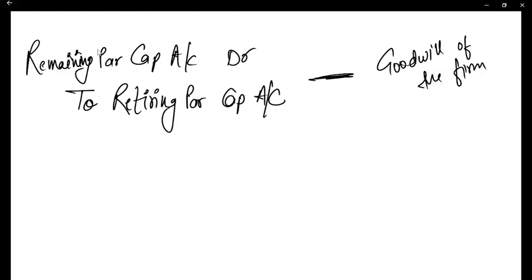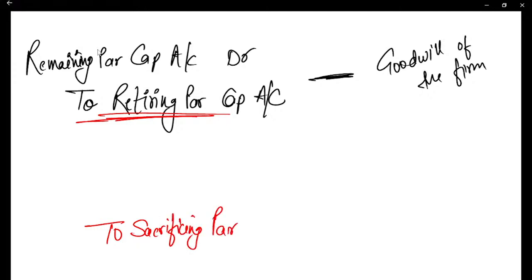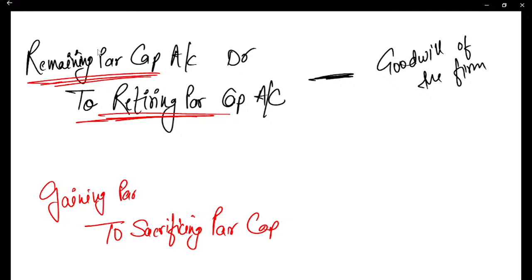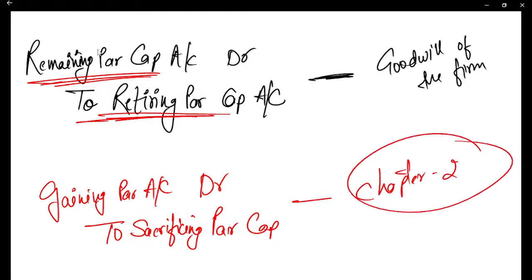Now, why we are passing this journal entry? हम ये journal entry क्यों pass कर रहे हैं? Because retiring partner is sacrificing his share. जो रिटायरिंग पार्टनर है वो कौन सा पार्टनर है? जो अपना शेयर सैक्रिफाइस कर रहा है. And remaining partners are gaining, so gaining partners are debited. And if you guys remember, this we have already done in chapter number 2, change in profit sharing ratio. Gaining partner capital account debit to sacrificing partner capital account.